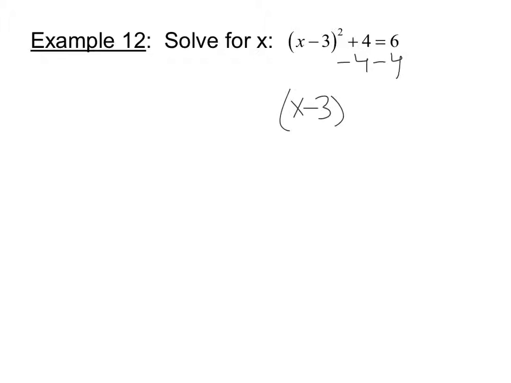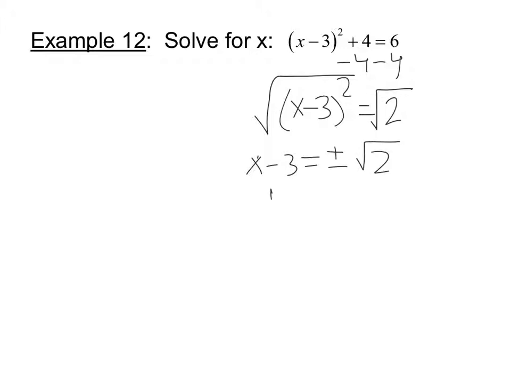Common mistake made is the first step. People see that squared, so they want a square root, but you have to get it by itself first. So remember, x minus 3 equals plus or minus square root 2. Add the 3 over. X equals 3 plus or minus square root 2.